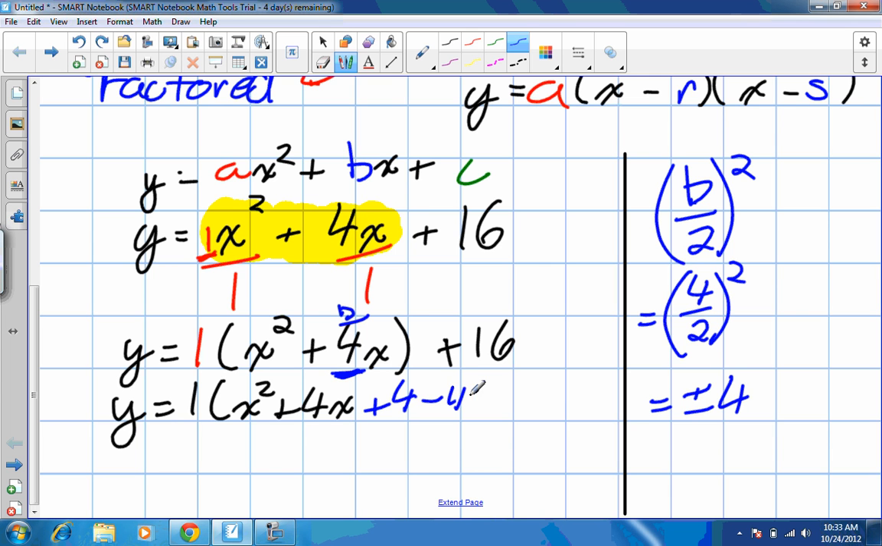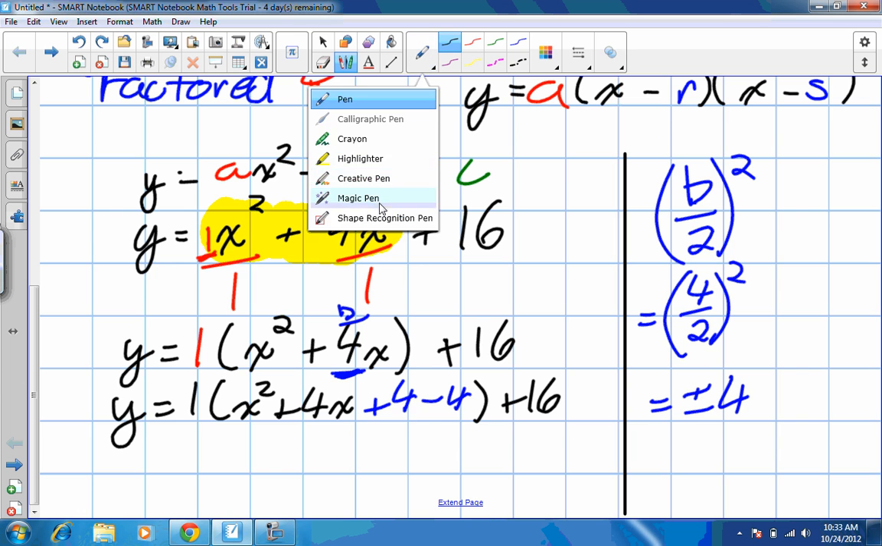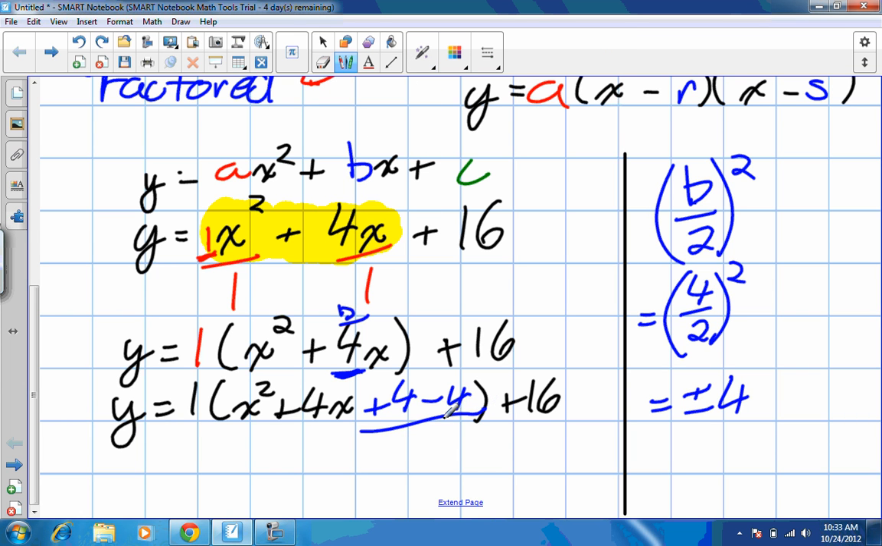Now, when I add and subtract 4, what am I essentially doing here? What is 4 plus negative 4? 0. So all I'm doing is adding a 0 to this equation, which means I'm not changing anything because I'm adding and subtracting the same number. That's what allows us to do this.